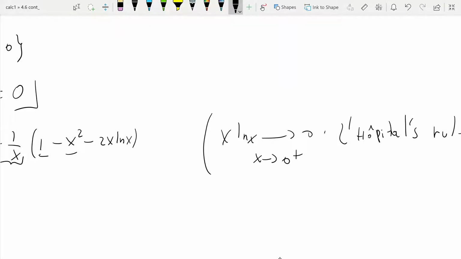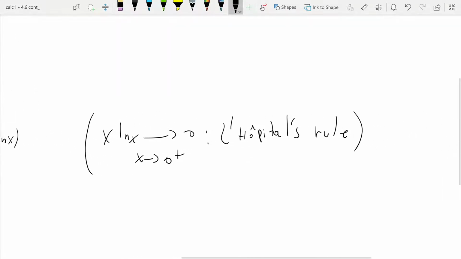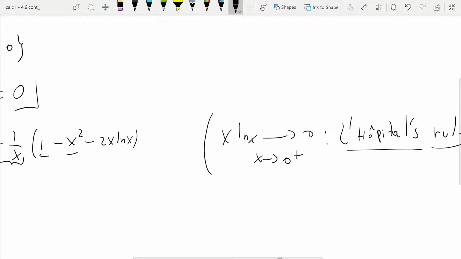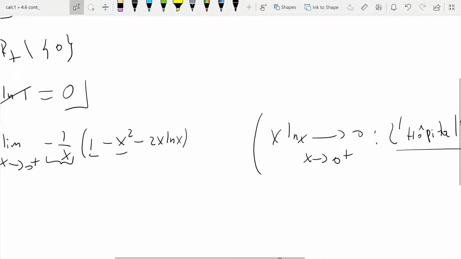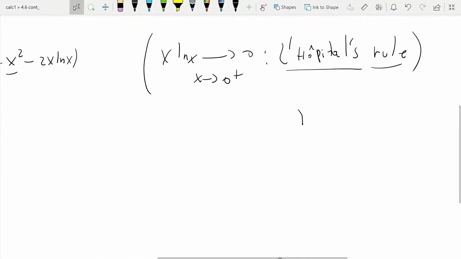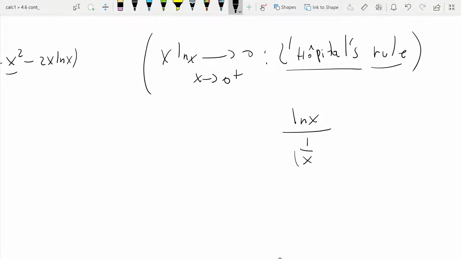It follows from L'Hopital's rule. You have 0 times minus infinity. And if you remember, what we did was, I told you to always leave the natural log alone. So this is natural log over 1 over x. So this is infinity over infinity.